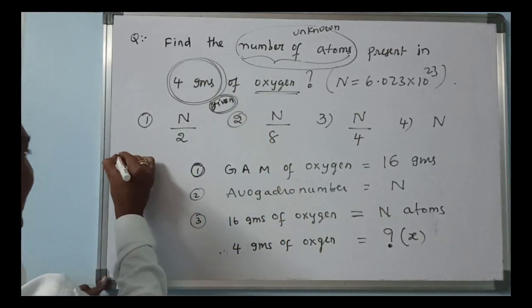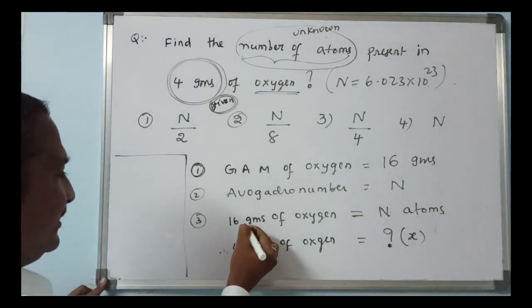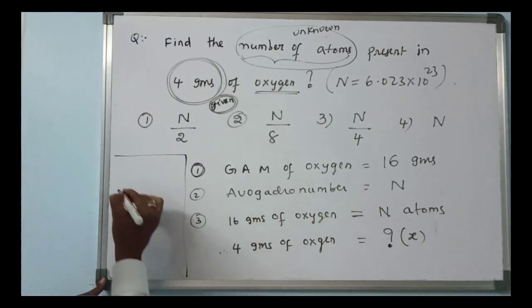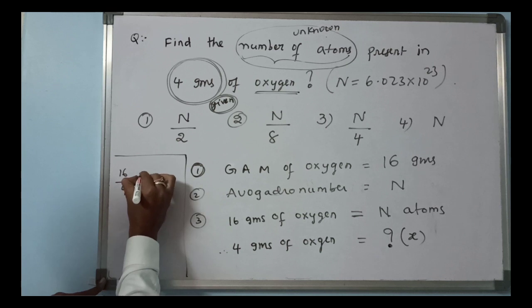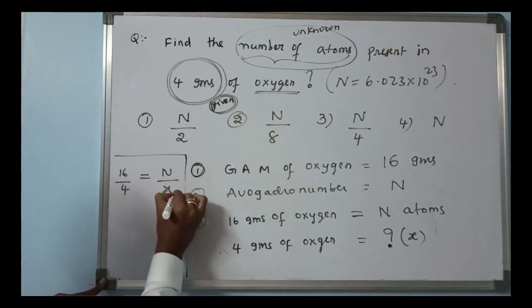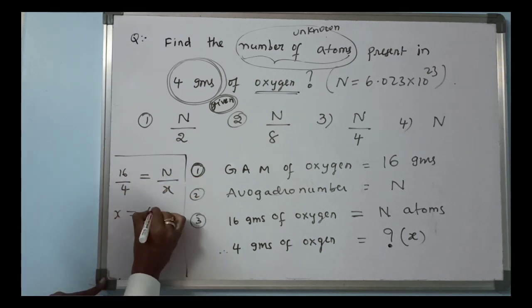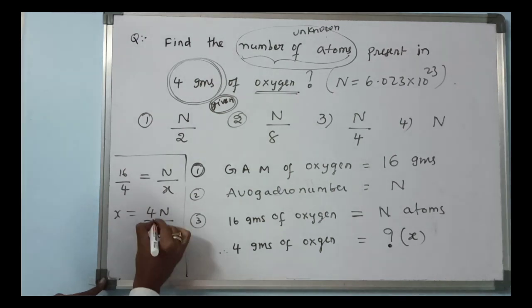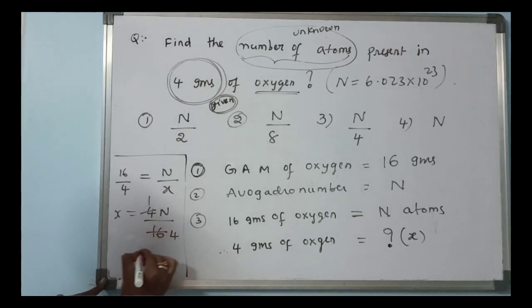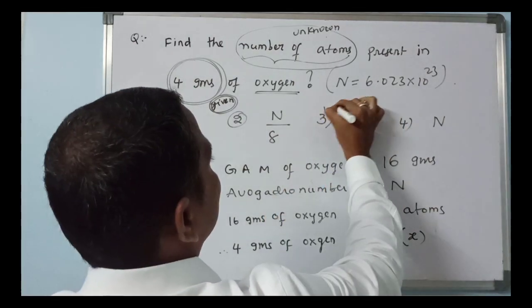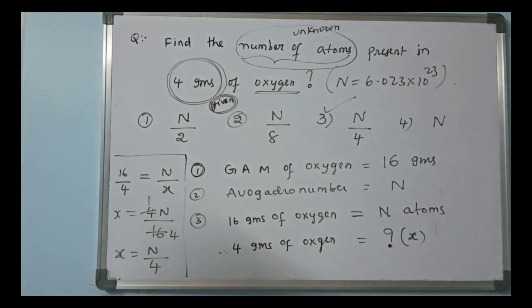Okay, see, I am writing here. Left side by left side, right side by right side. 16 by 4 is equal to n by x. So x is equal to 4n by 16. 4 1s are 4, 4 4s are 4. X is equal to n by 4. So the answer is the third option. Are you following, all of you?